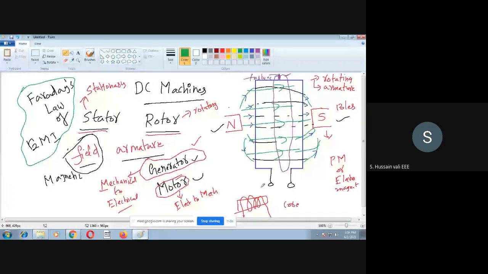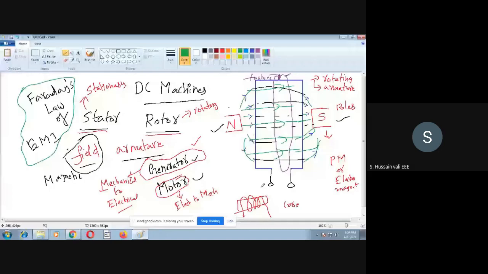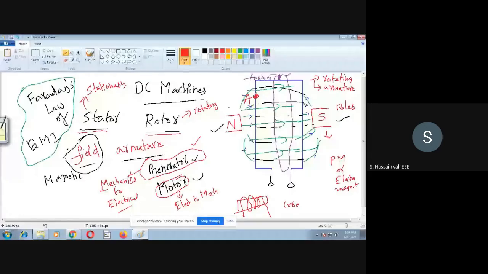The position of the coil, or the position of the conductor which you have put between the north and south pole, is not fixed. Let me take one point, using red color. I will take this point, say for example, A. This point is not stationary. This point is moving.